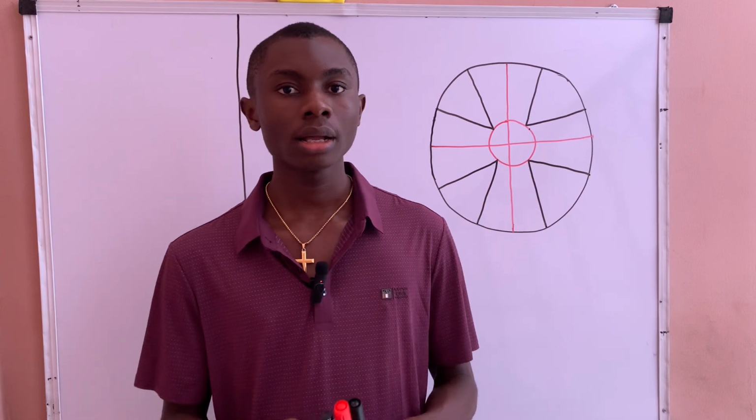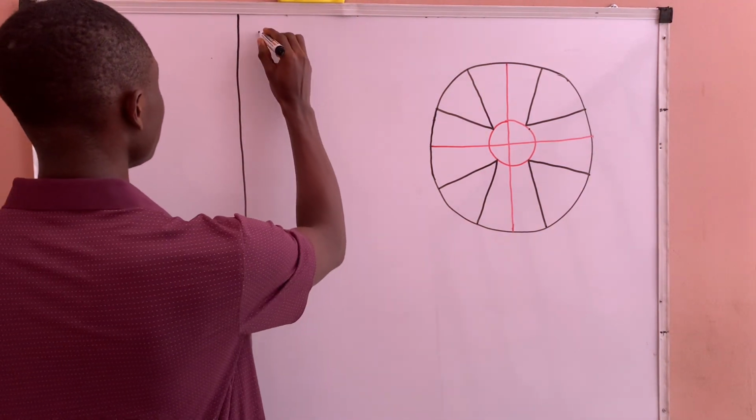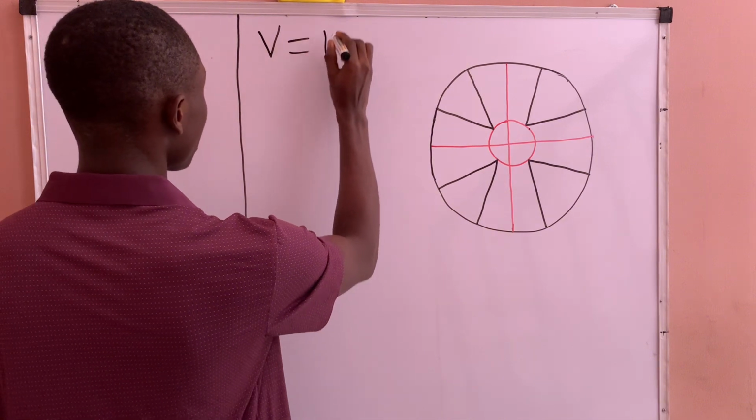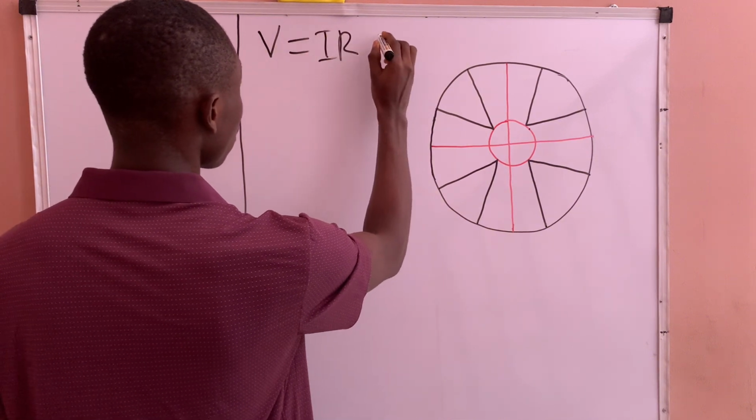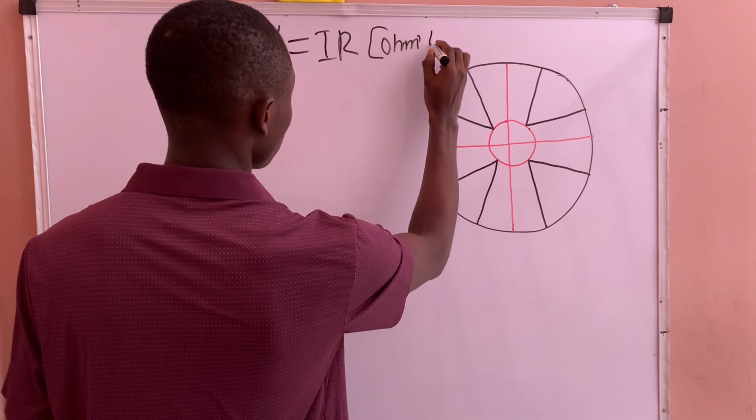Okay, the formula way comprises two formulas, which are the Ohm's law formula and the power formula. From Ohm's law, we know that V is equal to IR, which is from Ohm's law.